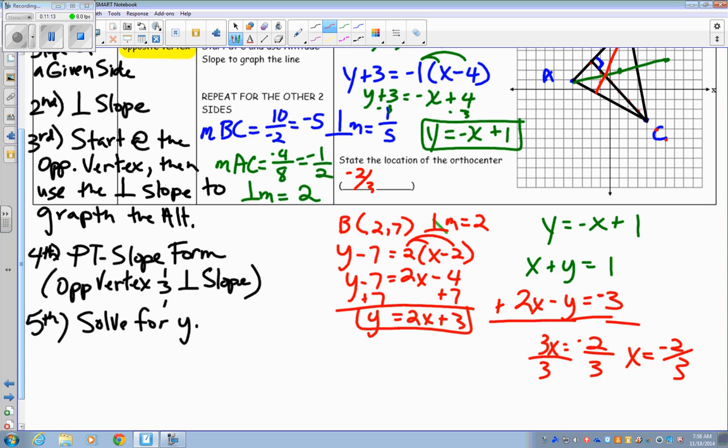And then we're going to plug it in to find the y coordinate. The y coordinate is actually 5/3 as well. So plug it in and check. So that's our steps for finding the altitude.